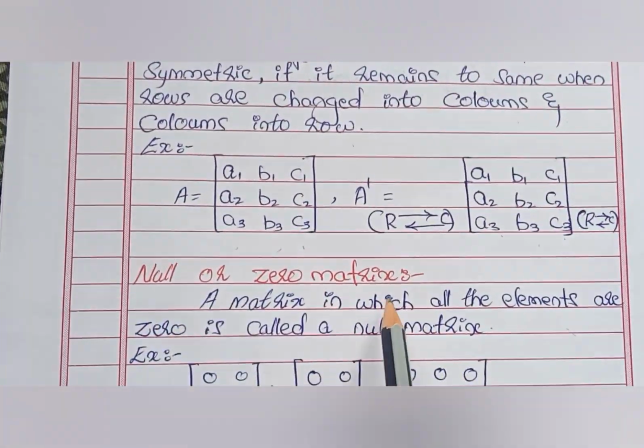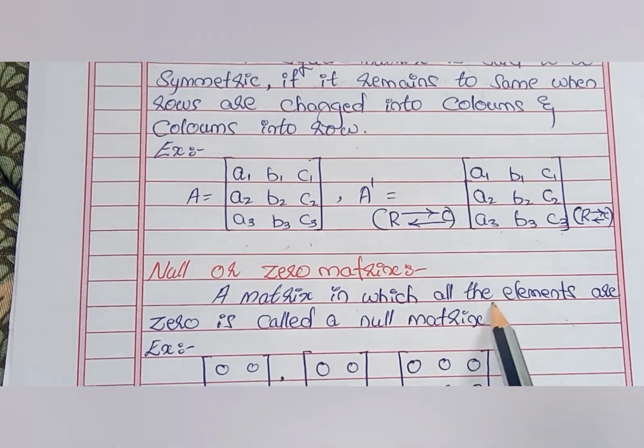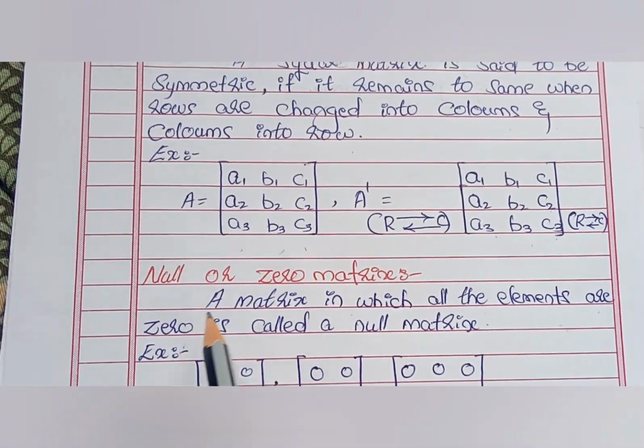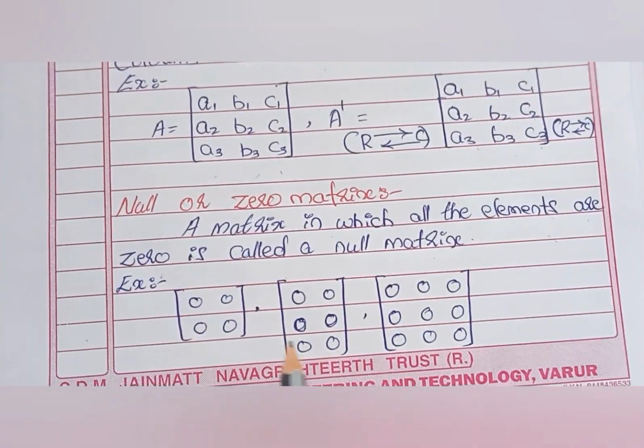Next is the null or zero matrix. A matrix in which all the elements are 0 is called a null matrix. All the elements are 0.